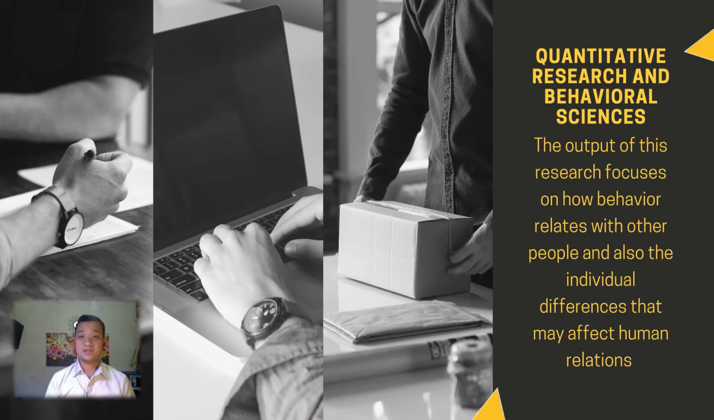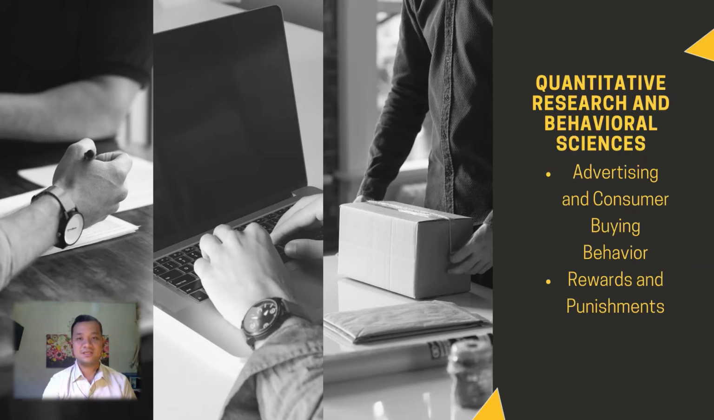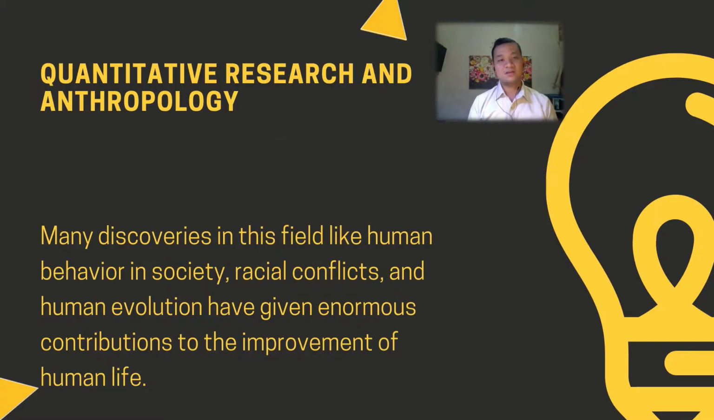The third field that we shall explore is the field of behavioral sciences, or quantitative research and behavioral sciences. The output of this research focuses on how behavior relates with other people and also the individual differences that may affect human relations. Here are some examples: advertising and consumer buying behavior, or it can also be about rewards and punishment.